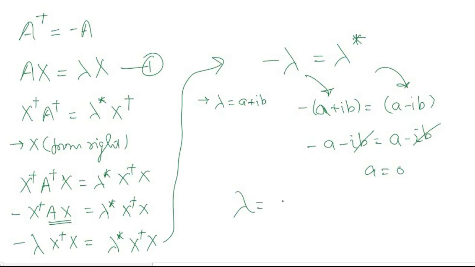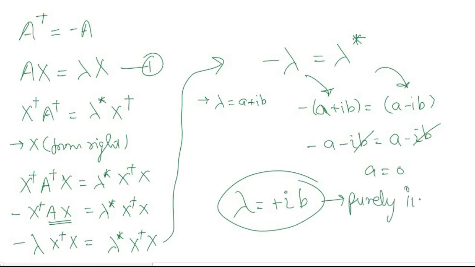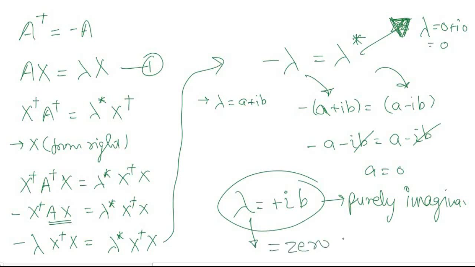It implies that λ is equal to plus of ib, that is purely imaginary, or this equation can be satisfied when λ is equal to 0 plus i0, that is 0. So the eigenvalues represented by λ are either 0 or purely imaginary. So we have discussed this.